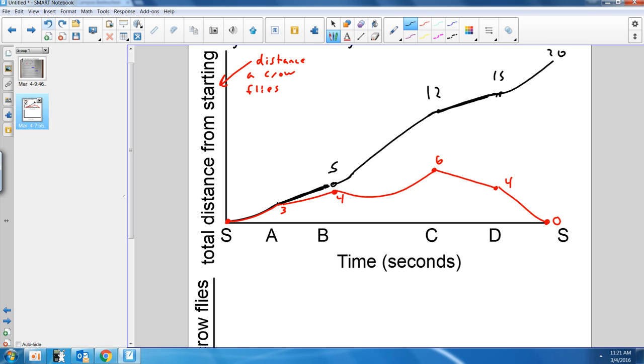At this point, you're going to see that you can figure out the ordered pair. Again, it's total distance for the x, the way the crow flies for the y. So you have ordered pairs now. Your ordered pairs would be like 3, 3. And again, it's black and then red. So it'd be 5, 4, 12, 6, 15, 4, and then 20, 0.